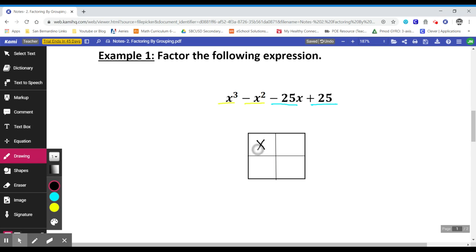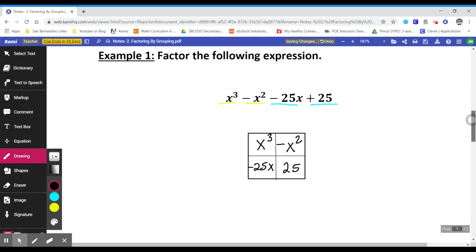So from left to right and top to bottom, first thing I put the x to the power of 3 here. Then next I'm going to put the negative x to the power of 2 there. Next I'm going to put the negative 25x in the third section of the third box. And then finally, I'm going to put the positive 25.